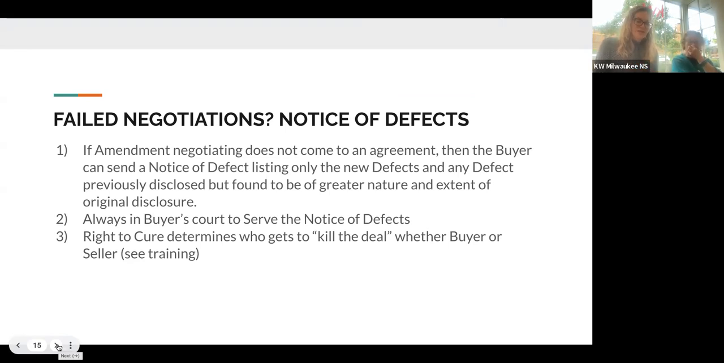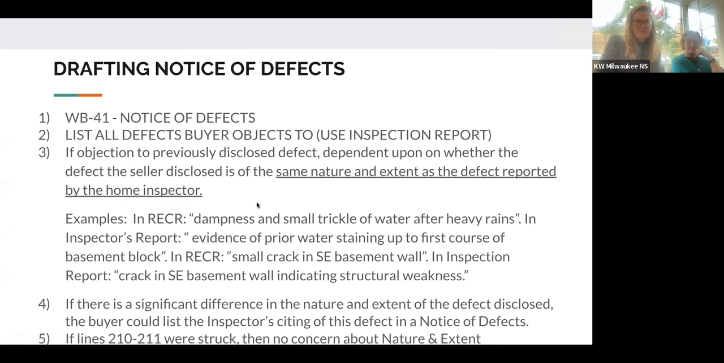So on that notice of defects, as Joni previously mentioned, we're past the amendment period. We cannot make a request. Now we're just listing the defects for the seller and whether or not they have the right to cure. You're going to list all the defects that the buyer objects to. Again, use the inspection report. And this is where these examples come in. So dampness, a small trickle of water after heavy rains.